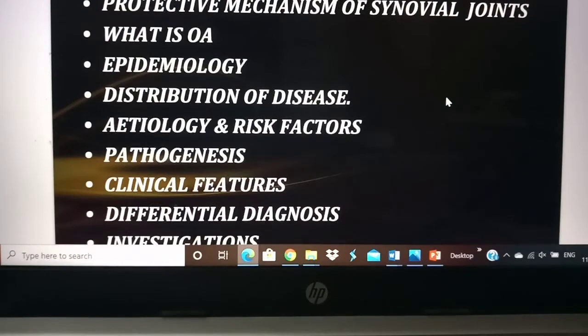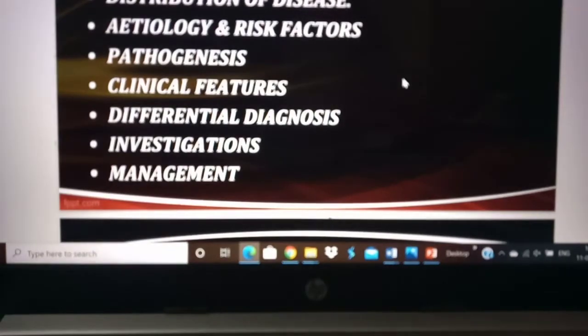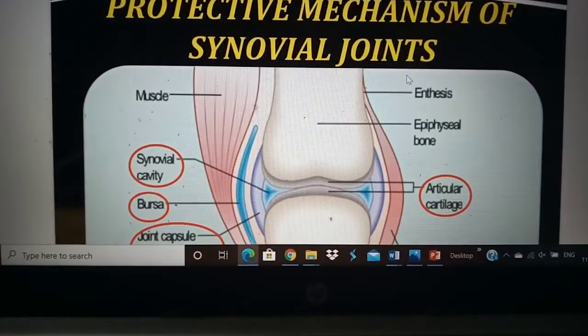So what are we going to study in this chapter? We're going to see about the synovial joints, which you would have studied in your anatomy in first year. Then we'll see what is osteoarthritis, the epidemiology, distribution of the disease, etiology or causes and risk factors, pathogenesis, clinical features, differential diagnosis, investigations and management. Let's start off with the anatomy.